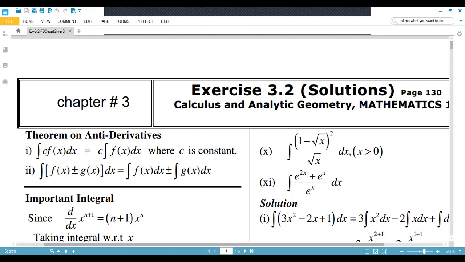Okay. Similarly, if you have two functions that are adding or subtracting, for example, f of x plus g of x or f of x minus g of x, in both cases, first you take the integral of the first function. If it is a plus sign, you put a plus sign and the integral of the second function. Similarly, if it is a minus sign, you will write the integration of the first function minus the integration of the second function.